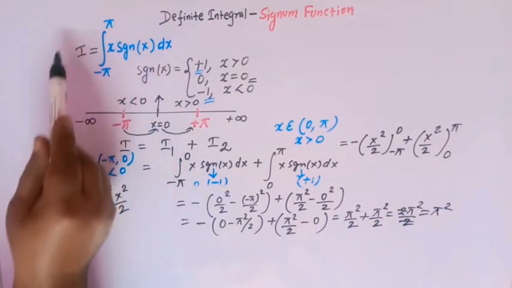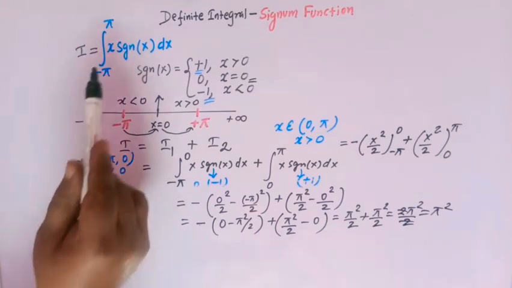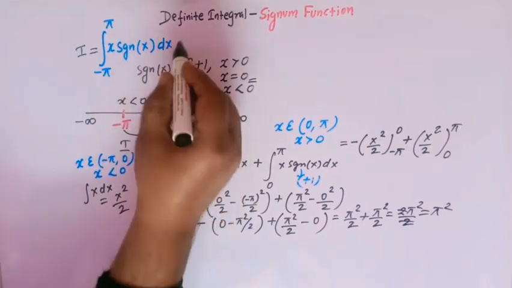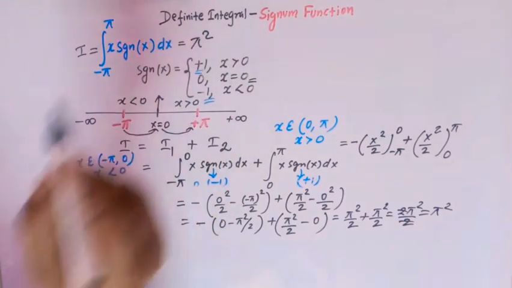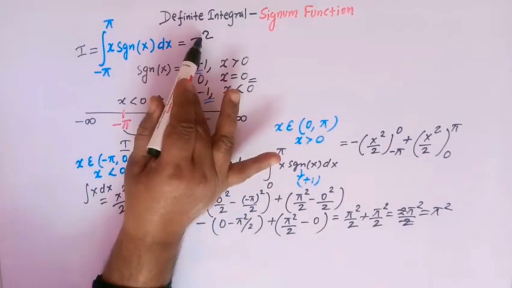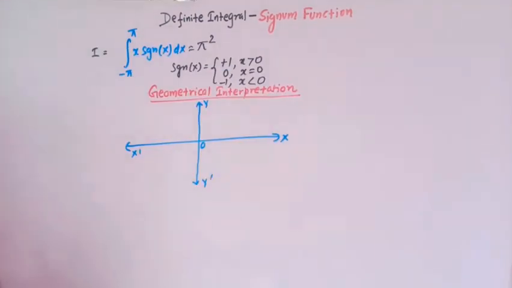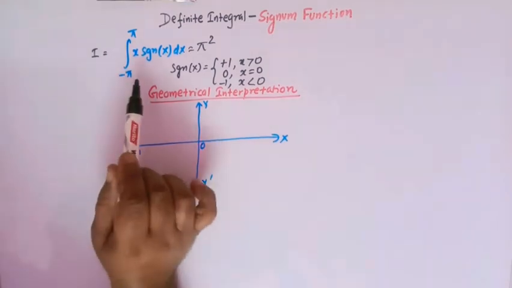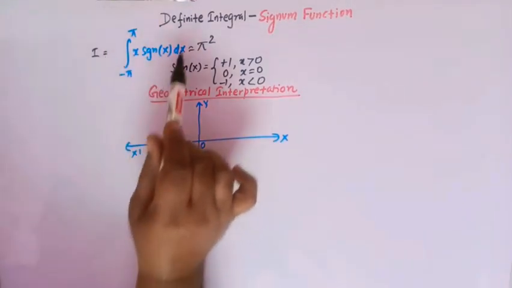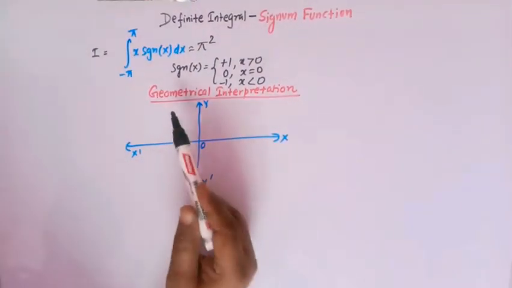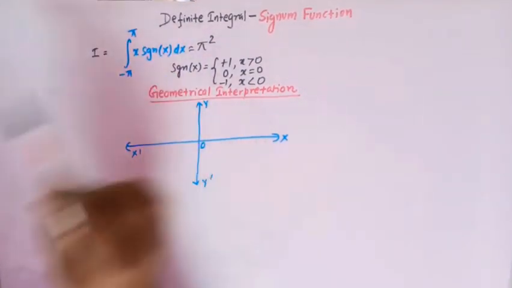So viewers, the value of the integral from minus pi to pi of x times signum of x is equal to pi square, right? Here we have used the concept of signum function to evaluate this integral. Now let us see the geometrical interpretation of this integral, right?